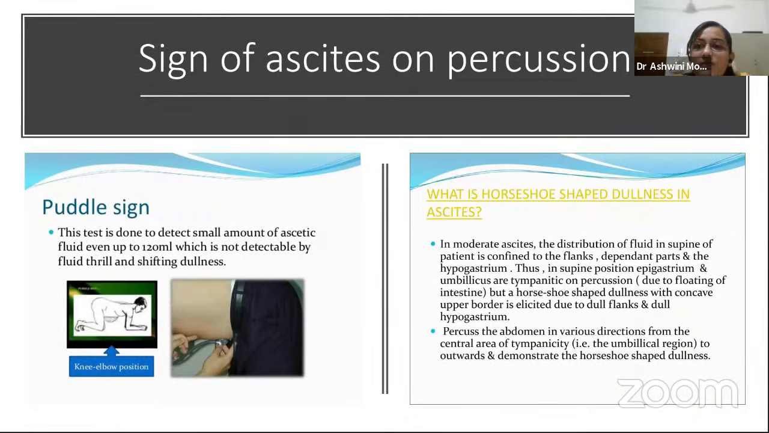Another is horseshoe shaped dullness. What is that? In case of moderate ascites, the distribution of the fluid in the supine patient is confined to the flanks, dependent parts, and the hypogastrium. Thus, in the supine position, the epigastrium and umbilicus are tympanic on percussion due to the floating of the intestine, but horseshoe shaped dullness with a concave upper border is elicited due to the dull flanks and hypogastrium. Percuss the abdomen in various directions from the central area of tympany to the dull area of the periphery, which will make the horseshoe shape over the abdomen.